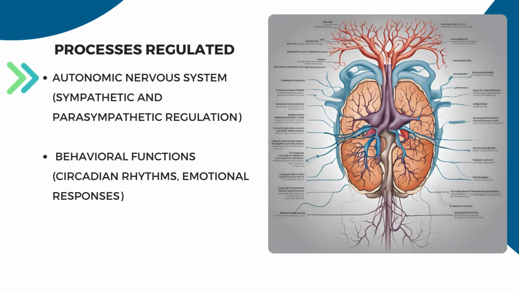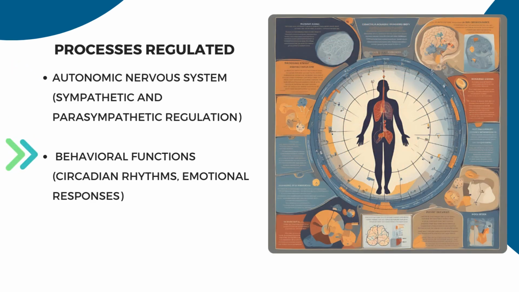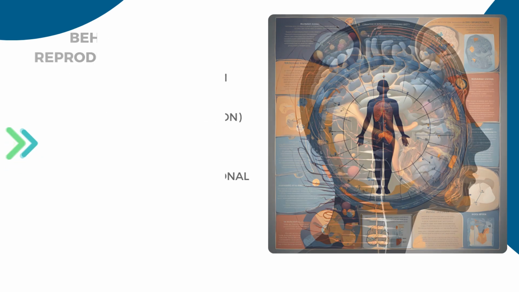Autonomic nervous system. Sympathetic and parasympathetic regulation. It modulates autonomic responses such as heart rate, blood pressure, and digestive activities. Behavioral functions. Circadian rhythms. The suprachiasmatic nucleus maintains the body's internal clock, regulating sleep-wake cycles and other daily rhythms.